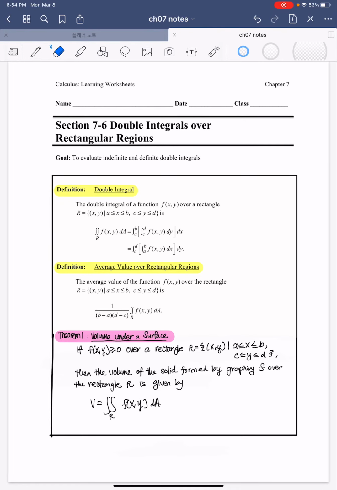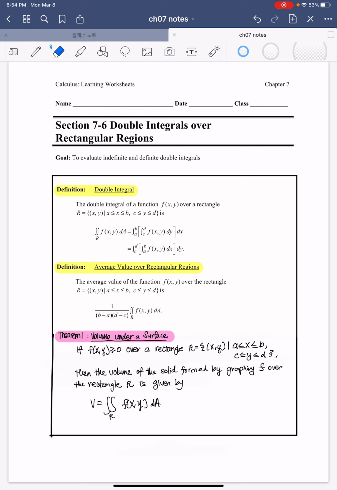In this video, we are going to talk about 7.6, double integrals over rectangular region. In this section, the goal is to evaluate both indefinite and definite double integrals.